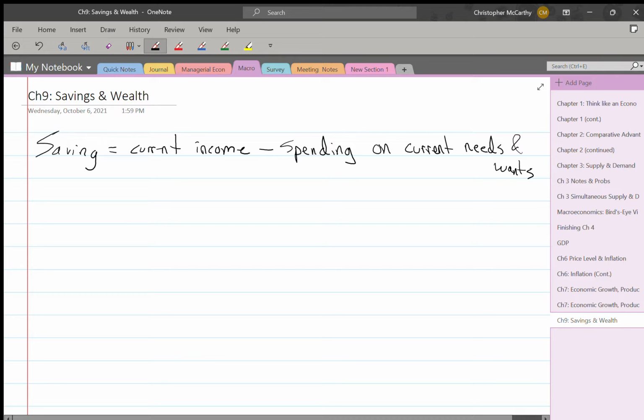And so when we're talking about a savings rate, we're just talking about how much is saved out of how much is earned. So your savings divided by your income.